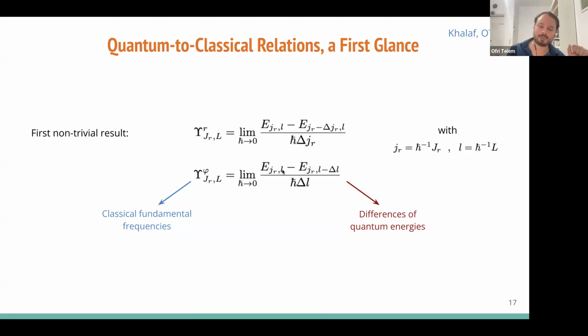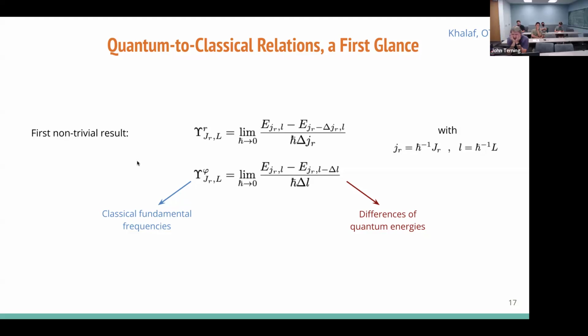What you say is, before you take the h bar goes to 0 limit, you set the quantum number to the classical quantity over h bar. And only then do you take the h bar goes to 0 limit. Then you'll get something that's equal to the left-hand side, which is a fundamental frequency, a function of the conserved quantities of the classical system. Any questions about this relation? I'm going to prove it to you on the next slide.